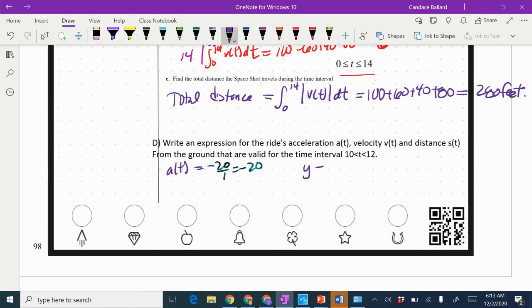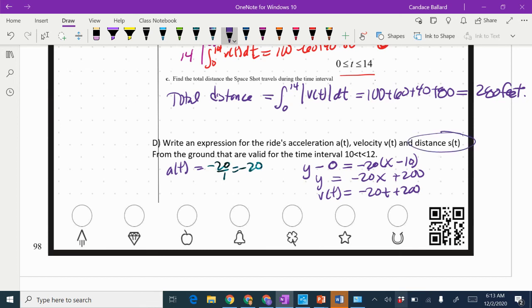So we know it's y minus our y value, which we said was 0, equals the slope, negative 20, times x minus the x value, which is 10. So we're going to say y equals negative 20x, negative 20 times negative 10 would be positive 200. Now I'm going to put that in the context of the problem. For velocity, we want to say v of t equals negative 20t plus 200.